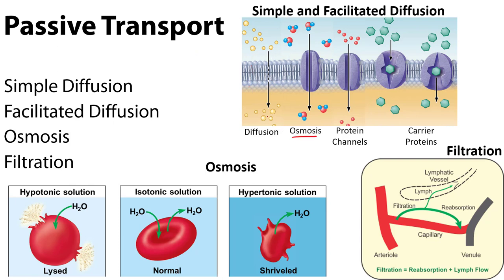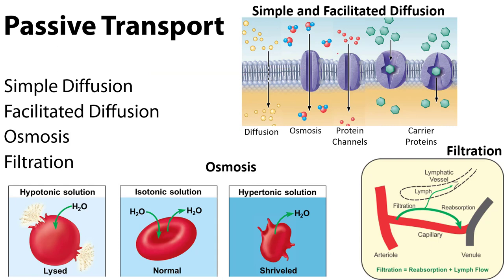Osmosis is simply the diffusion of water molecules going from regions of high concentration to low concentration. And one way to facilitate osmosis is with these proteins in our cells called aquaporins. So basically water pores.